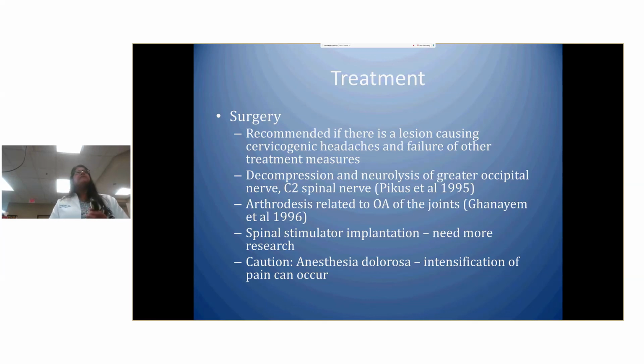In patients with severe osteoarthritis of the joints of the spine, a fusion or arthrodesis may be indicated. Actually, those patients in that study had very good results with reduction of their headaches as well. And then what really needs more research, and this is very high risk also with some of the levels we're talking about, C1 through C3, is spinal stimulator implantation. And then, of course, when you're talking surgery, worsening of pain is also something. Worsening of headaches can also occur, so that's something to be careful about also.